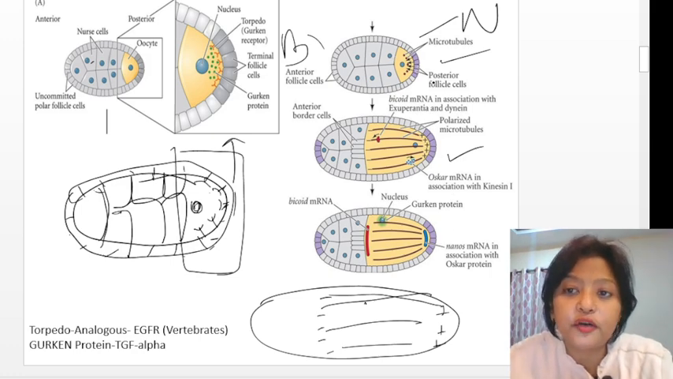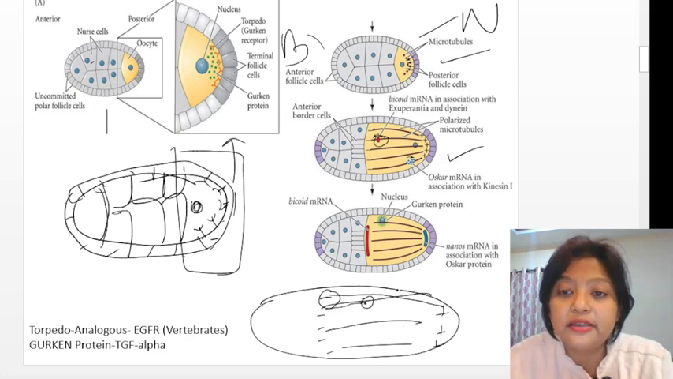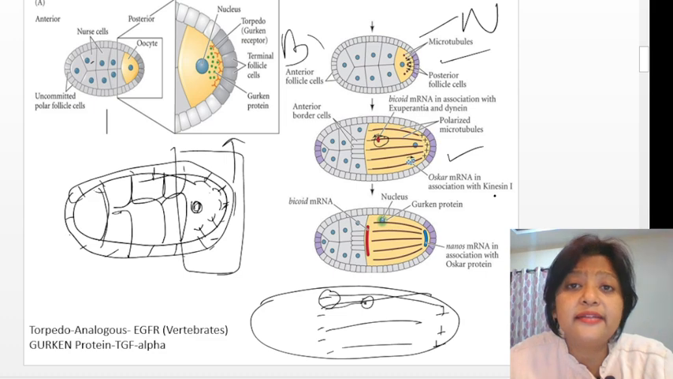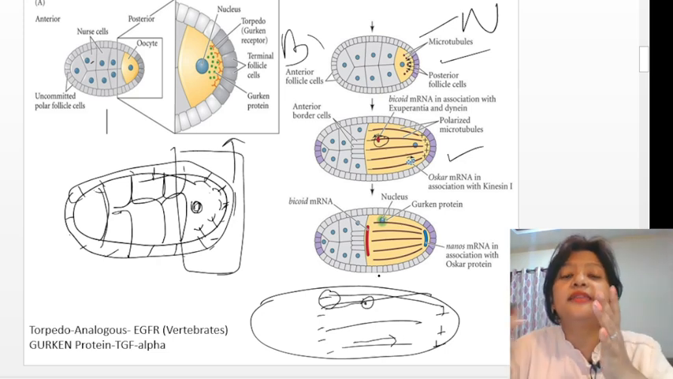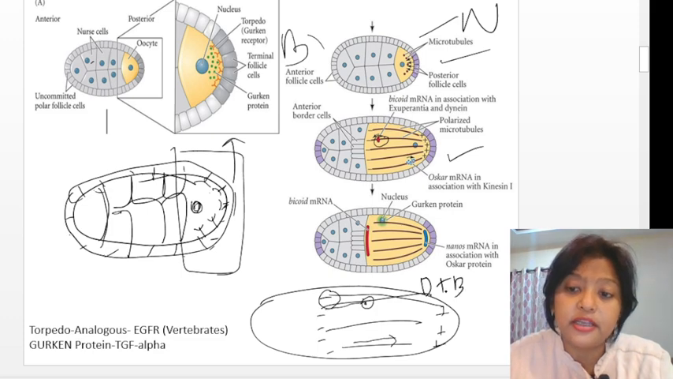So what's happening first of all is that this dynein, see the second picture out here, this dynein, this red color you can see, it is binding with the bicoid mRNA and carrying it towards the negative side. Similarly, in the lower part, you can see Oscar mRNAs. So Oscar mRNAs and kinesin 1 are moving towards the positive part.